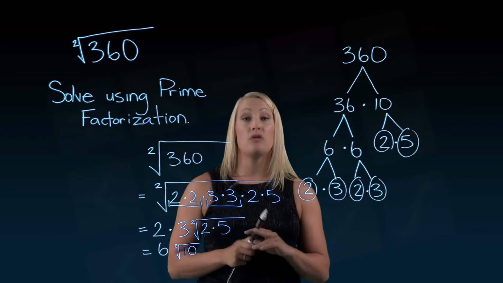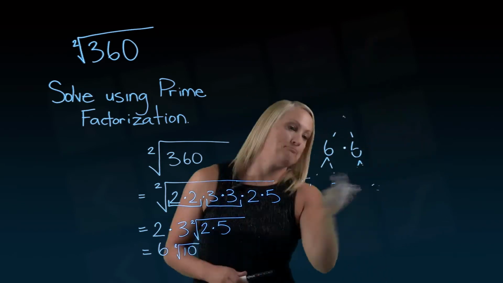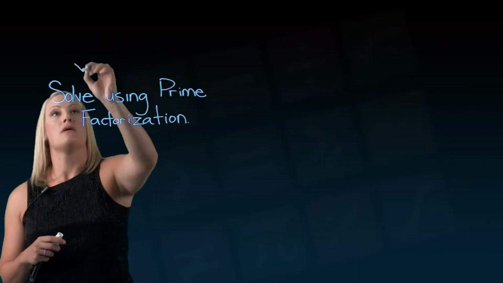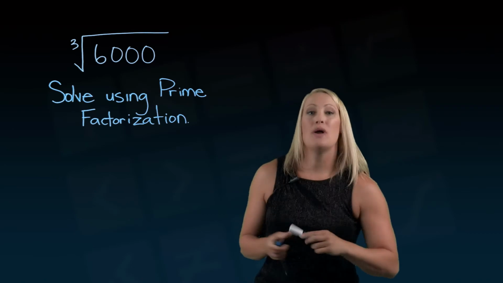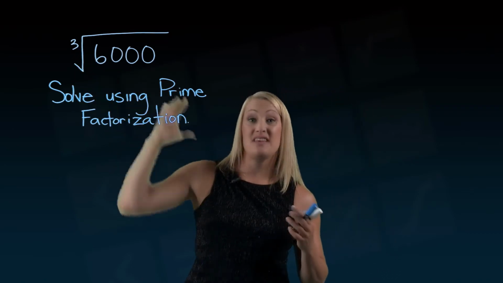Let's take a look at one more example, and this time maybe we'll take a look at a cubed root example. All right, guys, one last example. We're going to this time find the cubed root of 6,000.